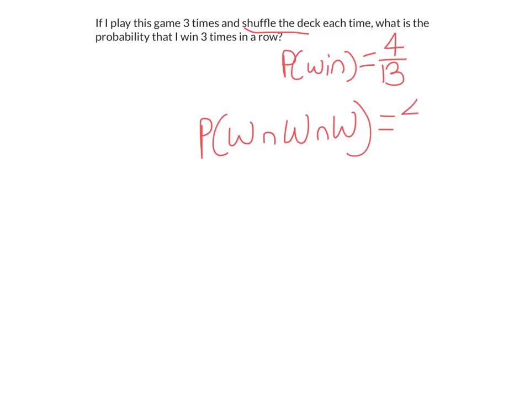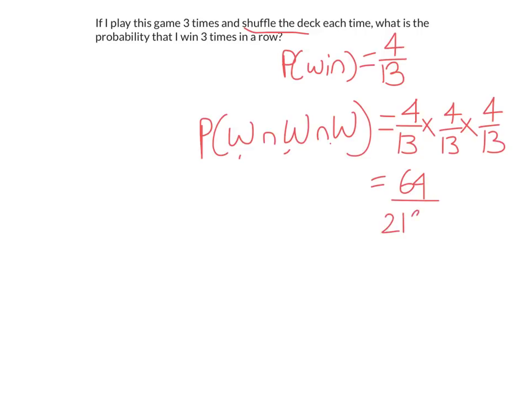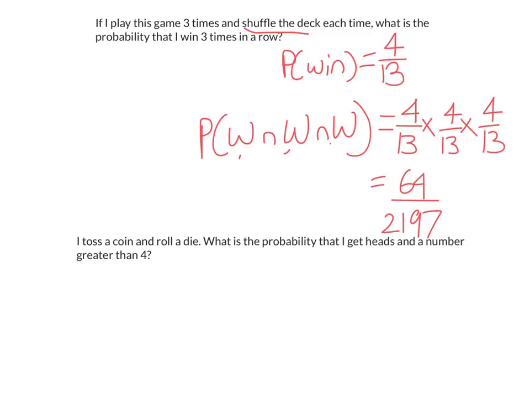The probability I win the first go is 4 over 13. The probability I win the second go is 4 over 13. The probability I win the third go is 4 over 13. Now, because each of these are independent, I can just multiply the probabilities together. And I get something like 64 over 2,197. So if events are independent, the probability they both happen, or the probability they all happen, is just the probabilities multiplied together. Let's look at this example here.